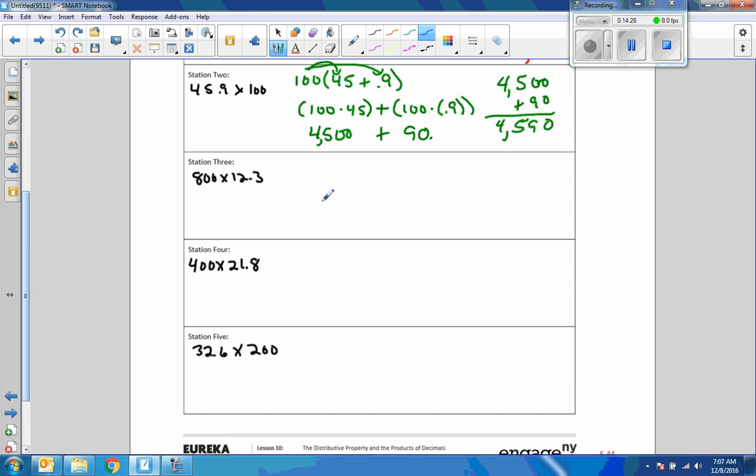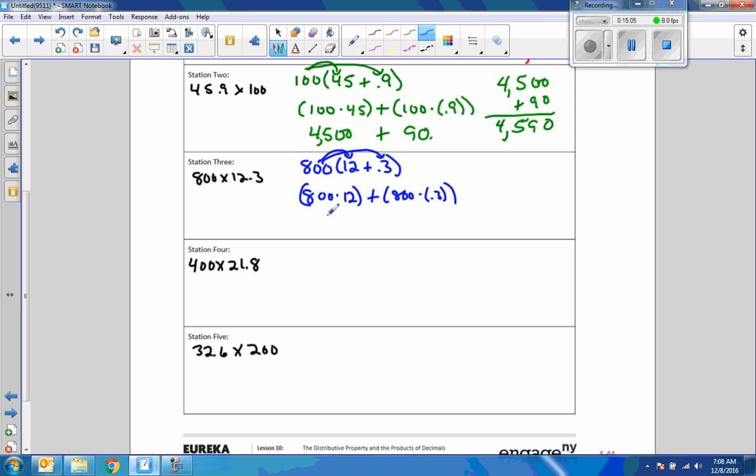Station 3. We're multiplying 800 times 12.3. Step 1, take that 800, multiply it by the whole portion, plus the decimal. Distribute 800 times 12 plus 800 times 0.3.